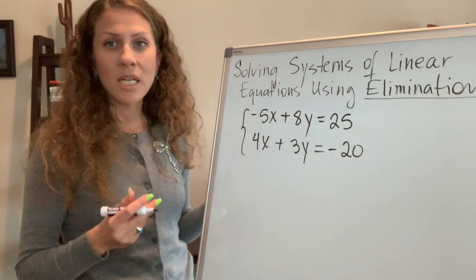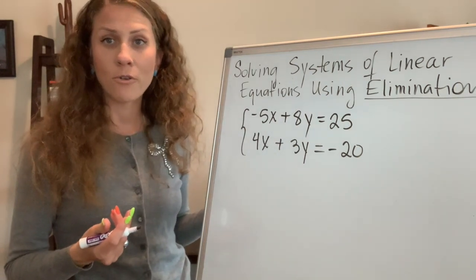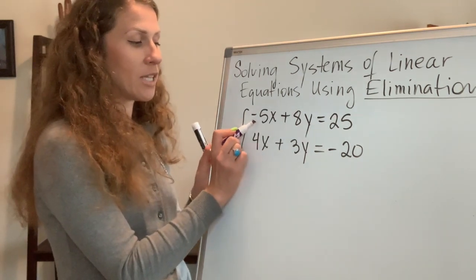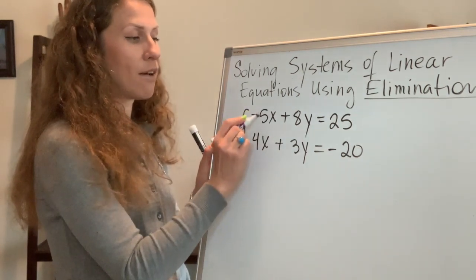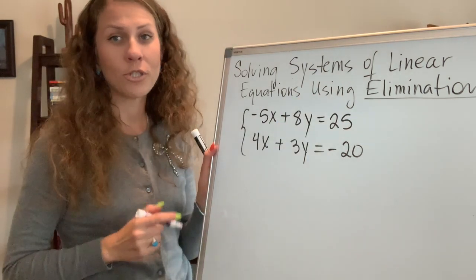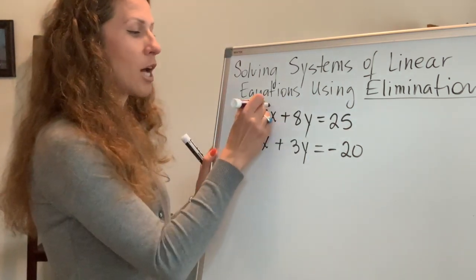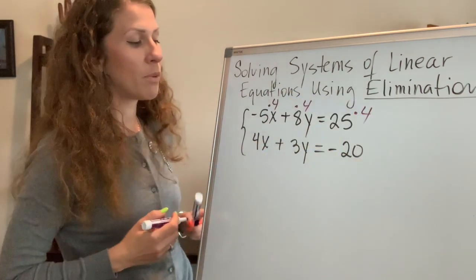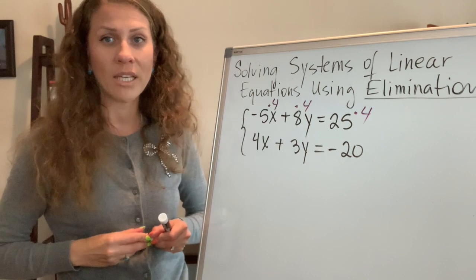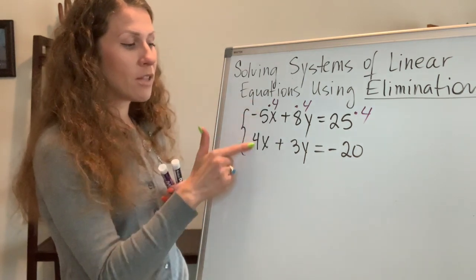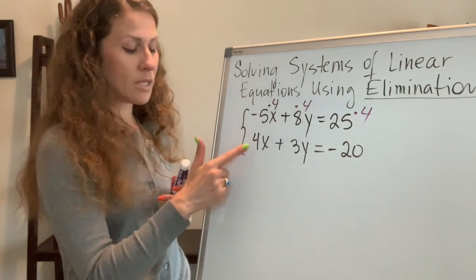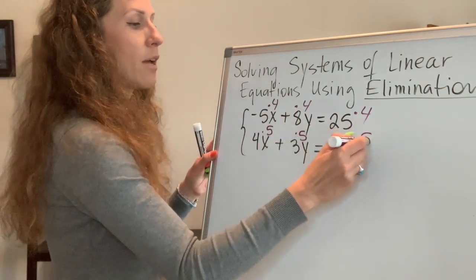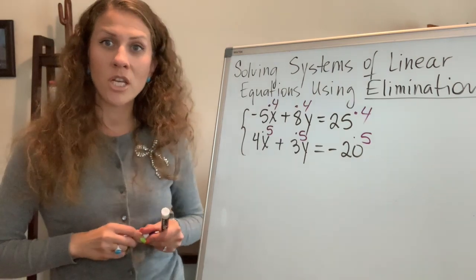Either way you choose to go about eliminating is fine. So since I'm eliminating the x's, I will be multiplying the first equation by 4. Now remember, I can't just multiply the negative 5 by 4 to eliminate the x's. I have to multiply all terms of the first equation by 4. So times 4 here, times 4 here, times 4 here. The second equation will be multiplied by 5. I don't need to make this 5 negative because the 5 and the 4 already have opposite signs here. So times 5, times 5, times 5. Well, let's see how this changes our system.